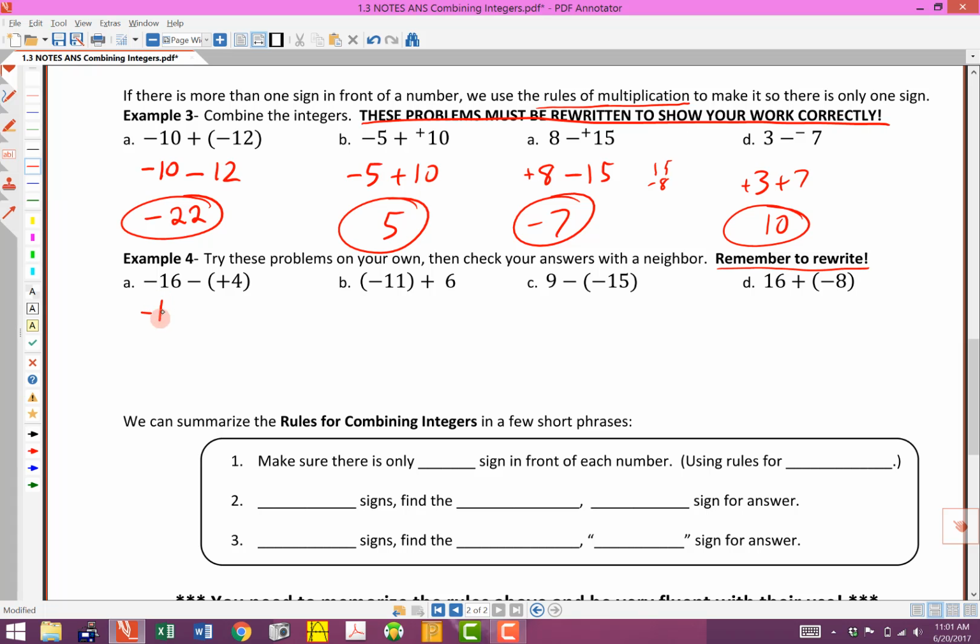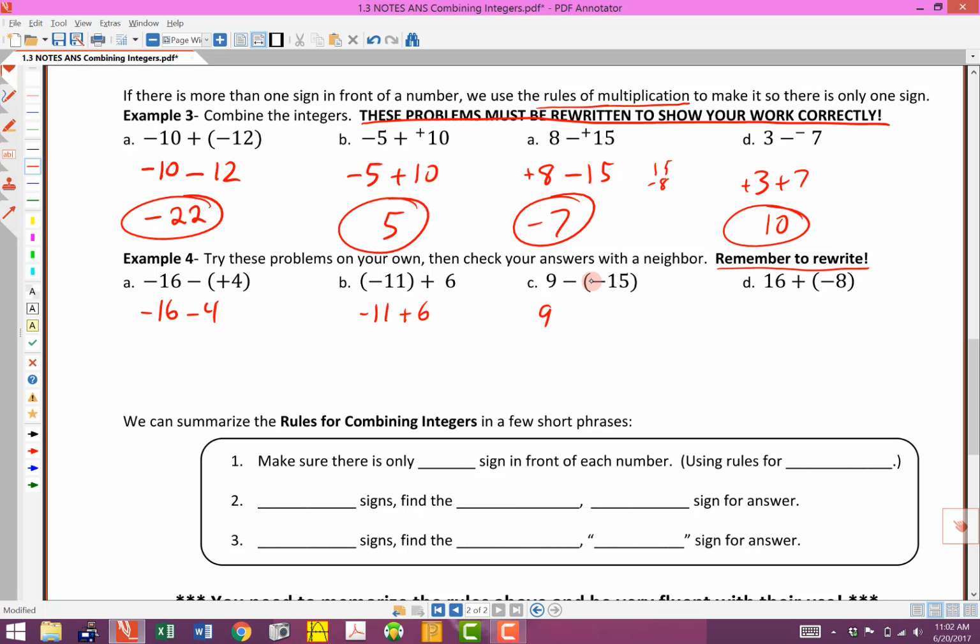So notice I've got one sign in front of here. That's a negative 16. Negative times a positive is negative, so I'm going to have negative 16 minus 4. Let's take a look at the next one. This has a set of parentheses, but there's only one sign in front of it, so I can go ahead and write negative 11 and then plus 6. This is a 9.